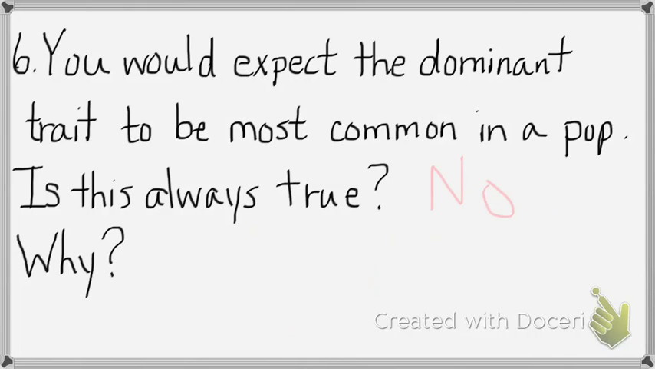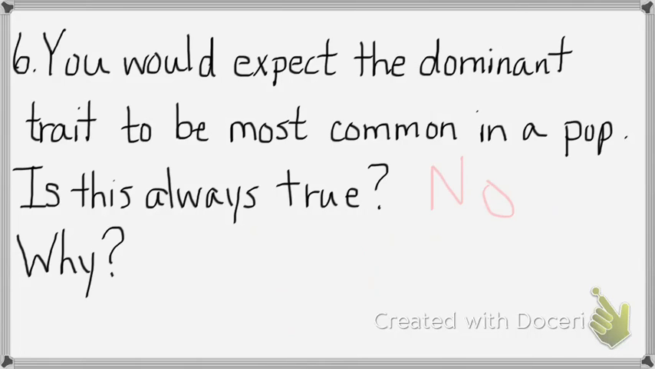So they were trying to figure out why. It's not hard to figure out that if you have dark skin and you live near the equator, you're being protected from ultraviolet radiation. But why is light skin favored away from the equator? It took them quite some time to figure out. It has to do with the production of vitamin D.